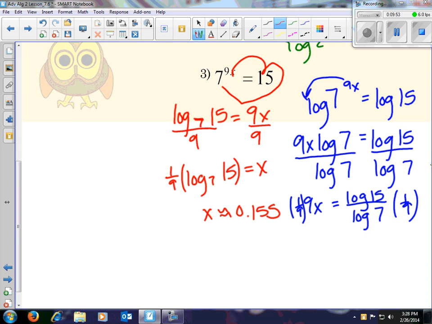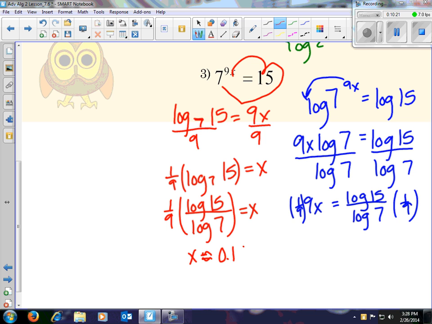Oh shoot. Let's look back at this one. Where did I mess up? Hopefully you caught it before me. I need to do change of base. So I have 1/9 times log of 15 divided by log of 7 is equal to x, and then I can type this into my calculator. So this gives me x is approximately 0.155. And then if I look at this one, this is the exact same thing as this. So over here, x is equal to 0.155. And that is my answer.